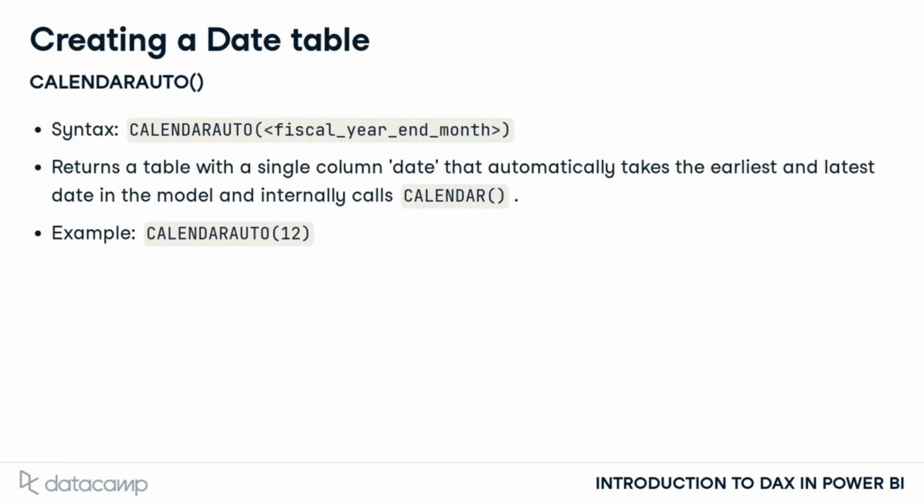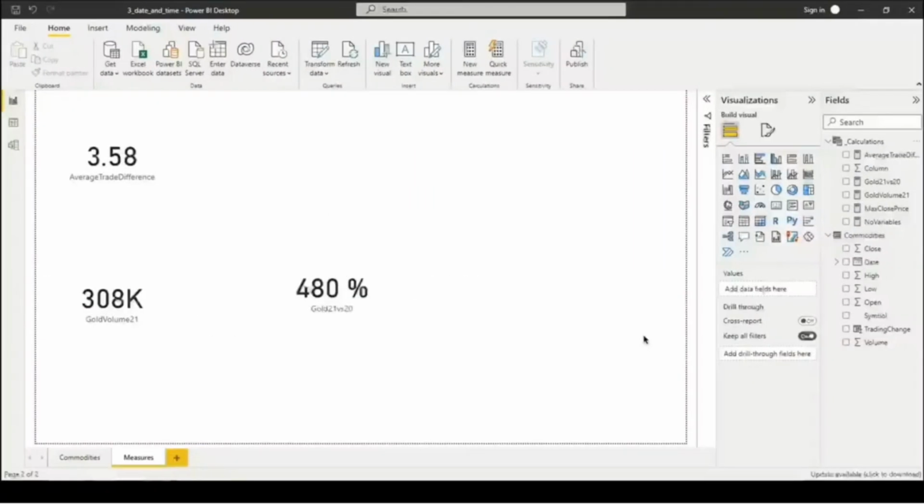Behind the scenes, it calls the calendar function. Power BI will automatically provide the earliest and latest date in the model as arguments. However, fiscal year end month needs to be specified for the last fiscal month you want to see after the last date. For example, if the last date was 2020-07-27 and we specified 12, we'd see the dates until the end of the year.